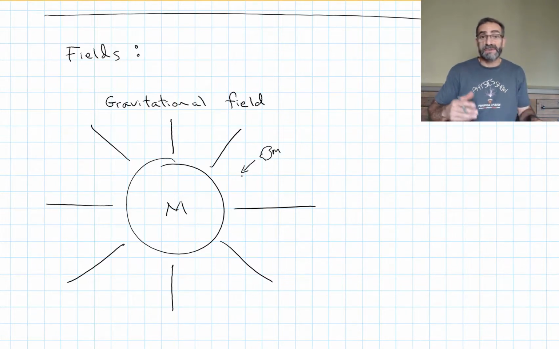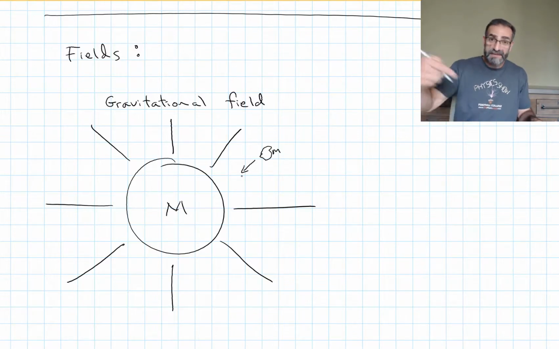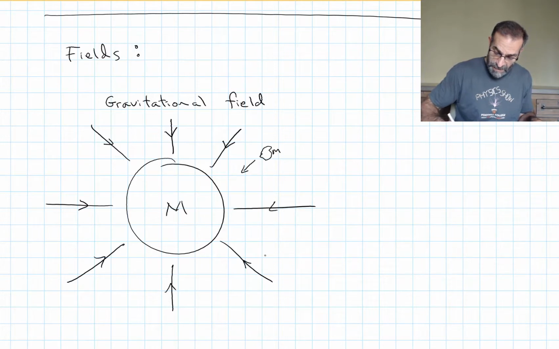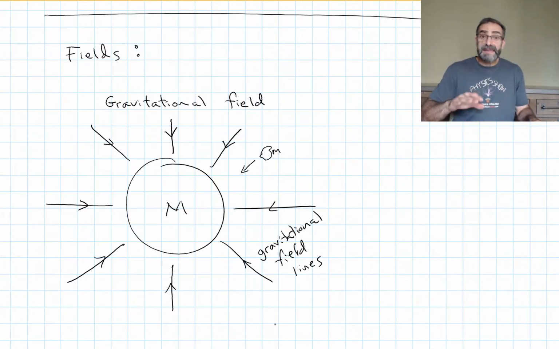The gravitational force is an attractive force. So the gravitational field points in toward this object. I'll put arrows on all of these gravitational field lines, and I'll label them. We do the same thing with electric forces.